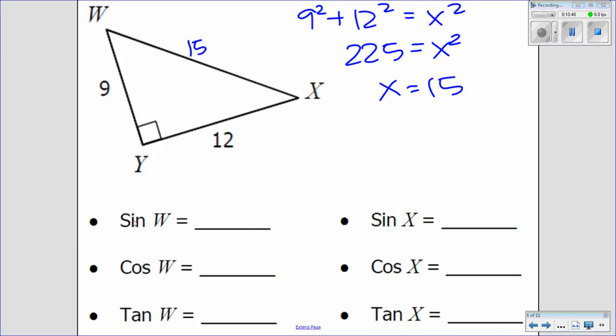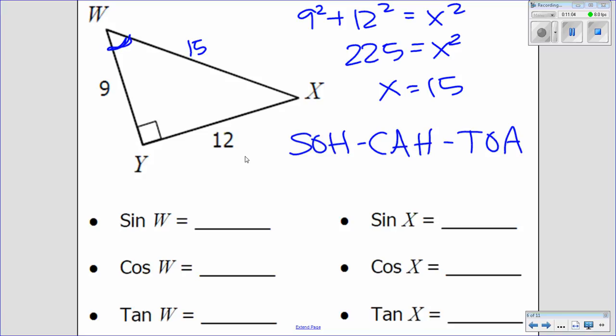When you do this, for sine, I'm going to write my acronym at the top. I always do. Sine is opposite over hypotenuse, so we need to figure out which angle we're talking about. Opposite of angle W is my 12. So this is my O. Some people it helps to write the O there. So the top of my sine fraction is going to be the 12. The hypotenuse of this triangle, across from your right angle, is the 15. So my sine of angle W is 12 over 15, which when you simplify, that gives you 4 over 5.